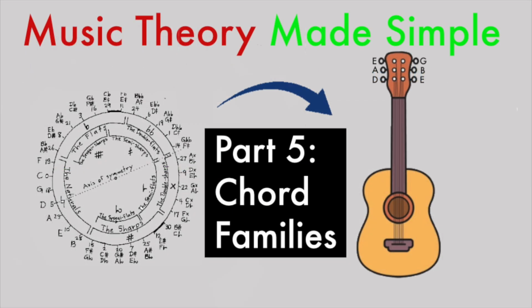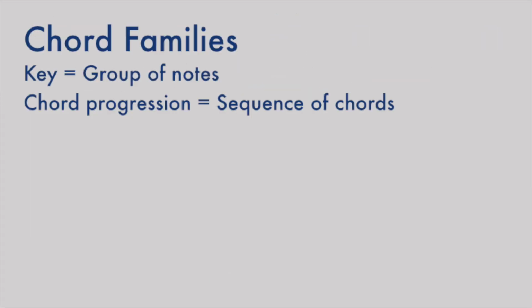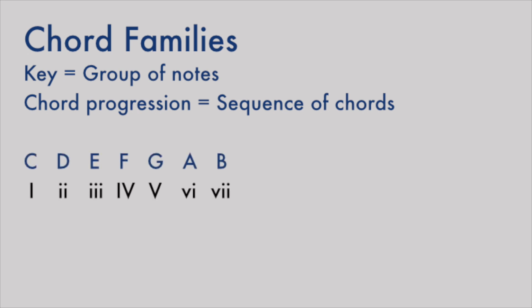Part 5. Chord families. Songs are often in a certain key, which is nothing more than a group of notes used in a song, and they follow a certain chord progression, a sequence of chords played in a song. Back to our C major scale.